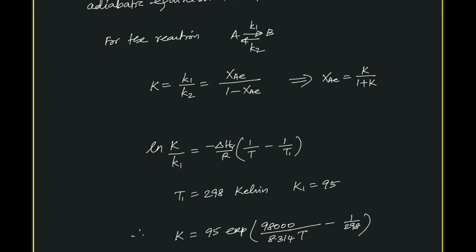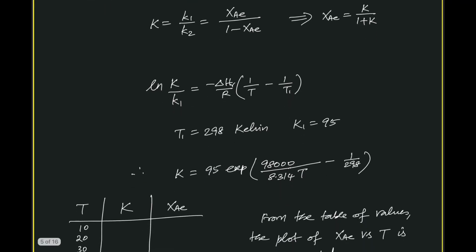For that we are writing the equation again. We know this capital K is related with equilibrium conversion this way, and capital K as a function of temperature can be obtained from the van't Hoff equation. Of course, here delta HR is remaining constant. So that's why this equation is very simple. So we know this 298 Kelvin.